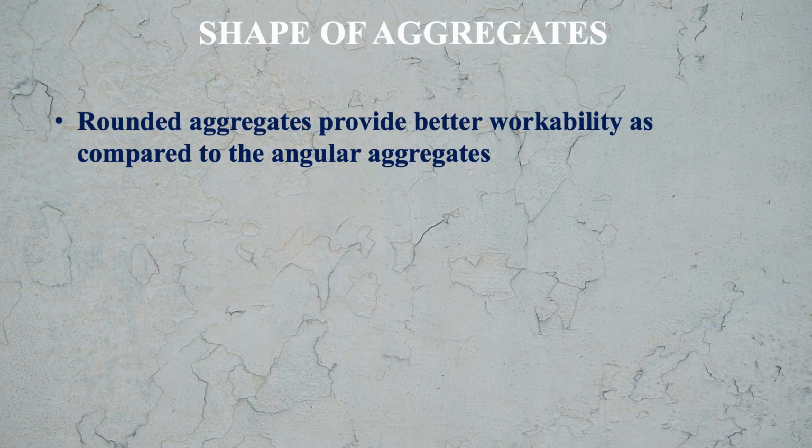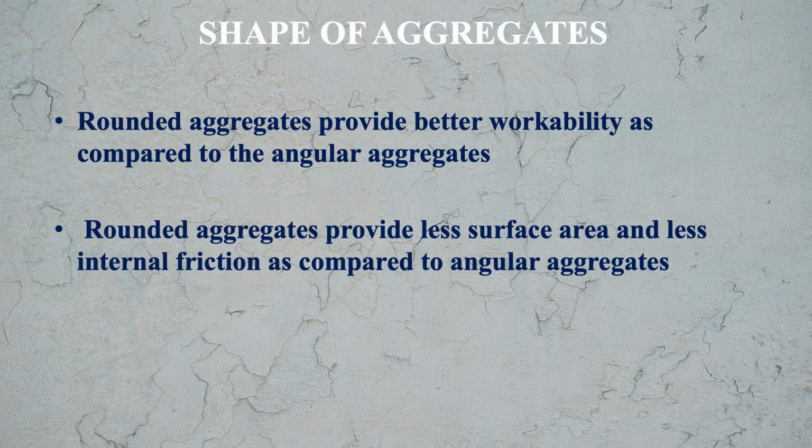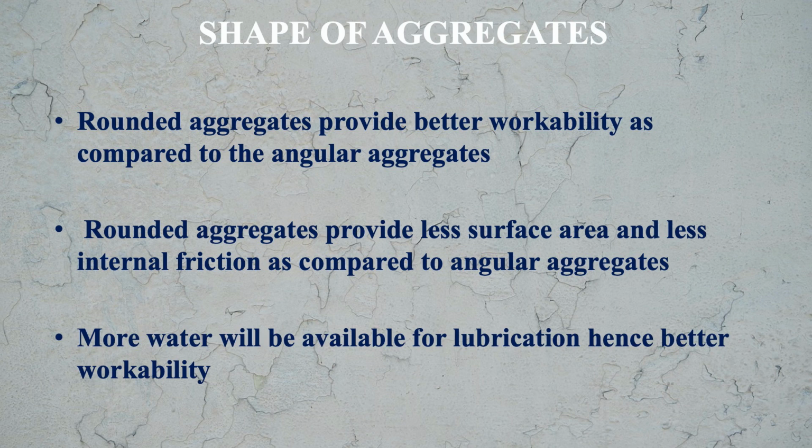Now let us see the effect of shape of aggregate. You know that aggregates are available in various shapes, and rounded aggregates provide better workability as compared to the angular aggregates. Why? Because rounded aggregates provide less surface area and less internal friction as compared to the angular aggregates. So more water will be available for lubrication, hence we will get a better workability.